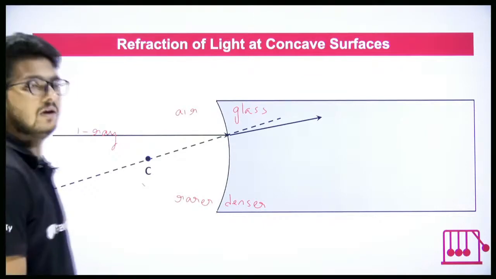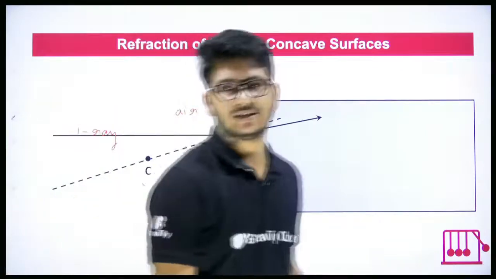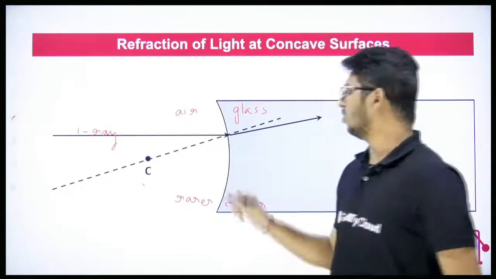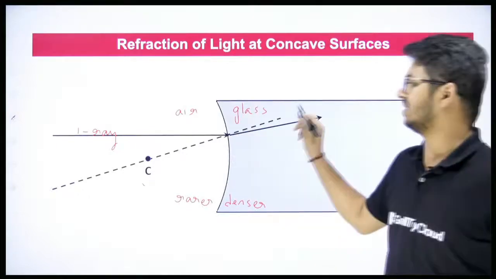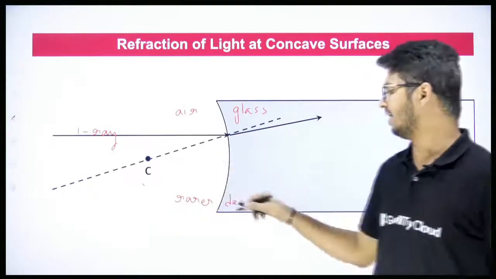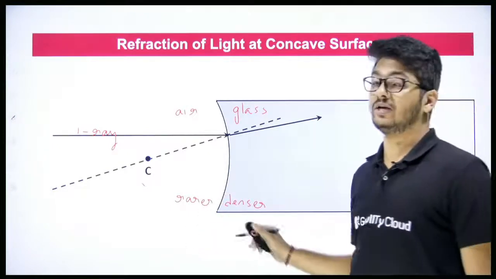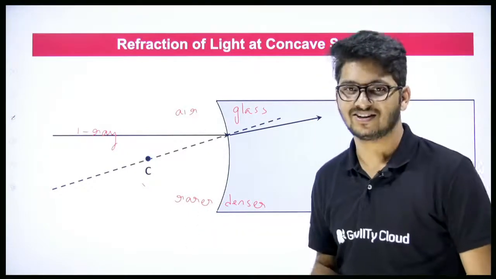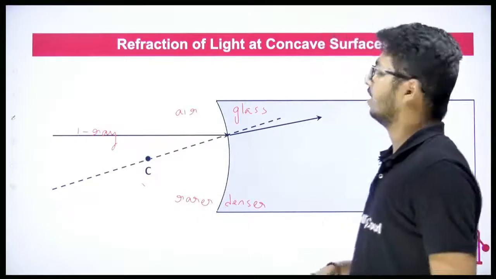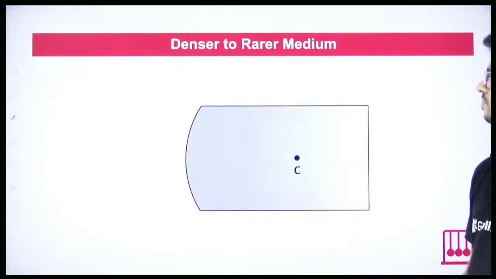So you have to be careful. The laws of refraction are valid, but you have to look at the curve carefully. Drawing the normal is important, and then figuring out whether it is rarer to denser or denser to rarer is also important. Good? Okay. I'll go into other examples also.